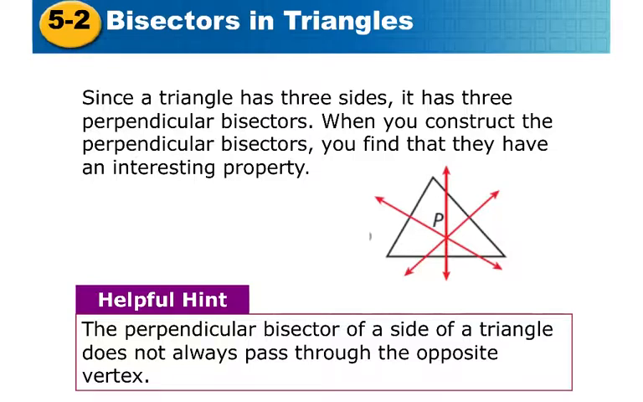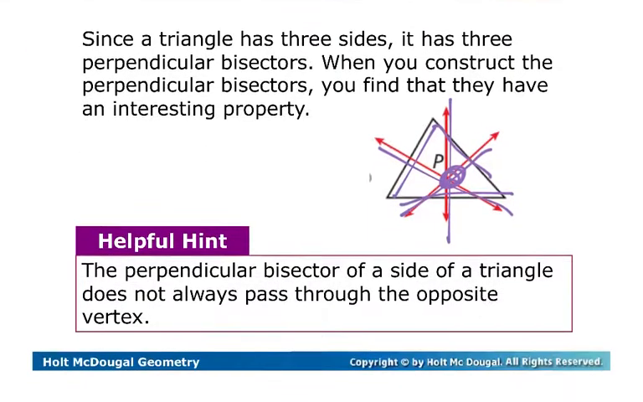So in this first one here, since a triangle has three sides, it has three perpendicular bisectors. What we talked about in our previous lesson was just a perpendicular bisector to a line. But because triangles have three sides, we're now going to make three perpendicular bisectors, and what's happening is that they meet at a point. So, when you construct them, you find that they have an intersecting property. The perpendicular bisector of a side of a triangle does not always pass through the opposite vertex.